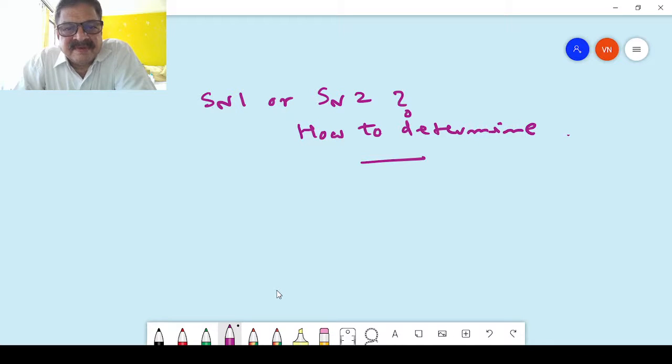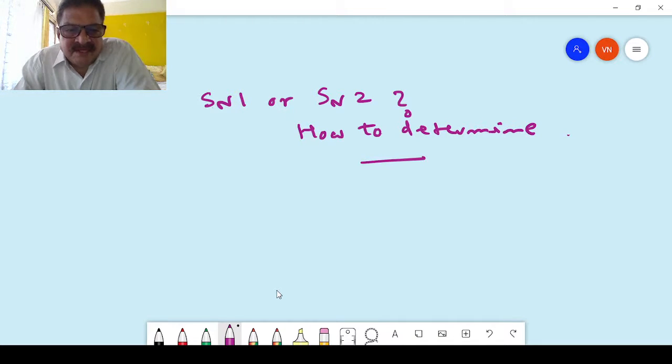Hello friends, today we will discuss the various factors influencing the course of a nucleophilic substitution reaction, the mechanism, whether it is Sn1 or Sn2. Now you are given a particular starting material and a nucleophile. Now how do we know whether the reaction is proceeding by the Sn1 mechanism or Sn2 mechanism? That is the topic for discussion today.